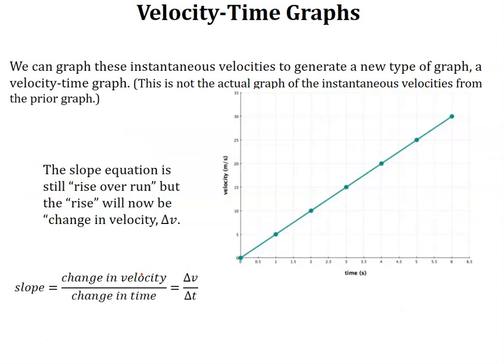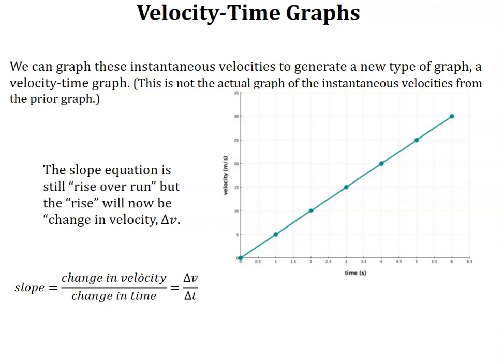So we can take all of these instantaneous velocities and we can generate a new type of graph. That is called a velocity time graph. Now, the graph I have here is not the one that would actually graph the instantaneous velocities from the prior example. But I could. You calculate several instantaneous velocities and you graph them to generate your velocity time graph.